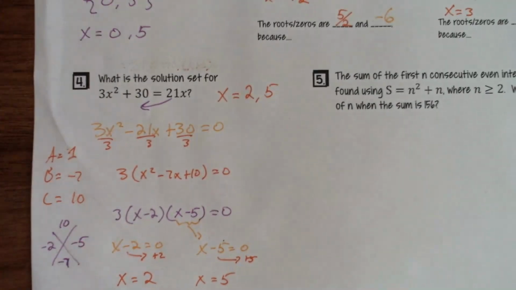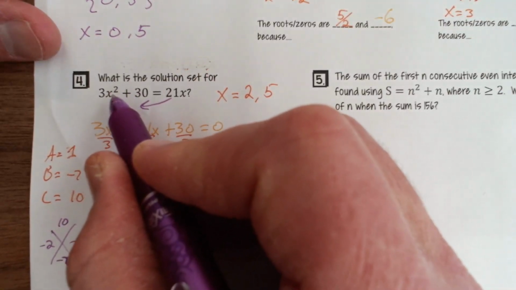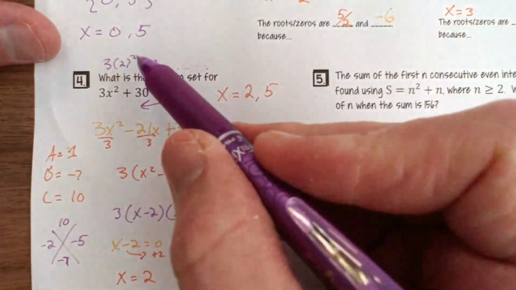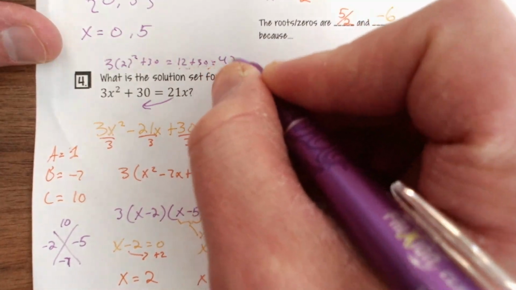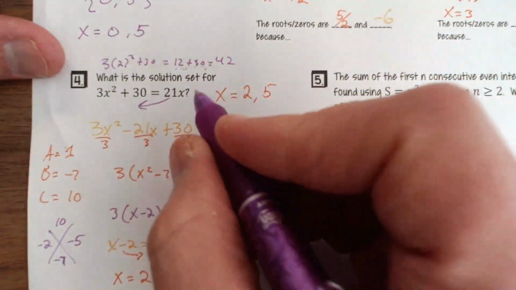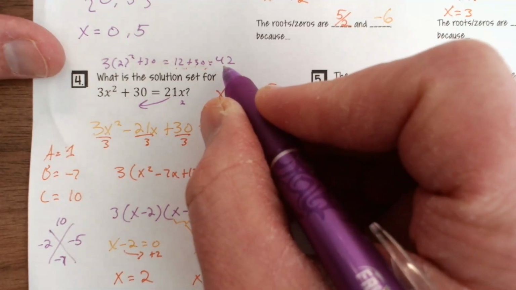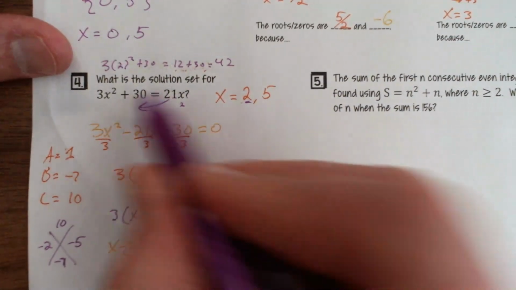So that means here, if I were to plug in a 5 right here, actually I'm going to plug in a 2 because it's easier. This is 3 times 2 squared plus 30. Well, 2 times 2 is 4, times 3 is 12. So this becomes 12 plus 30, which is 42. If I plug in a 2 here, 2 times 21 is also 42. So therefore, this is a solution because these are equal to each other.